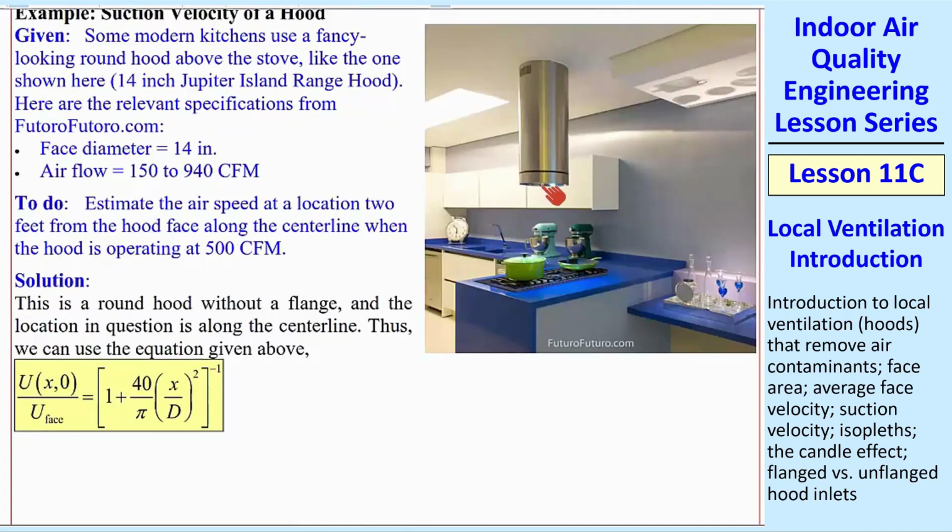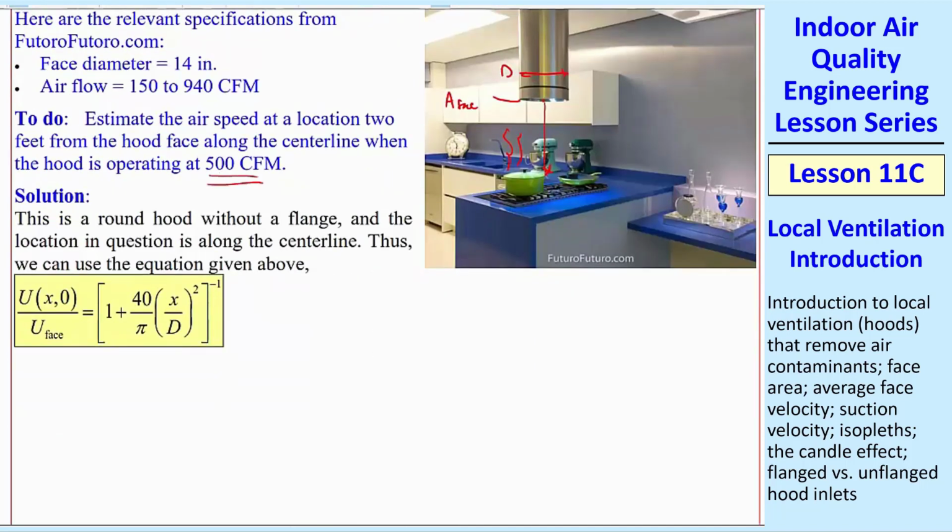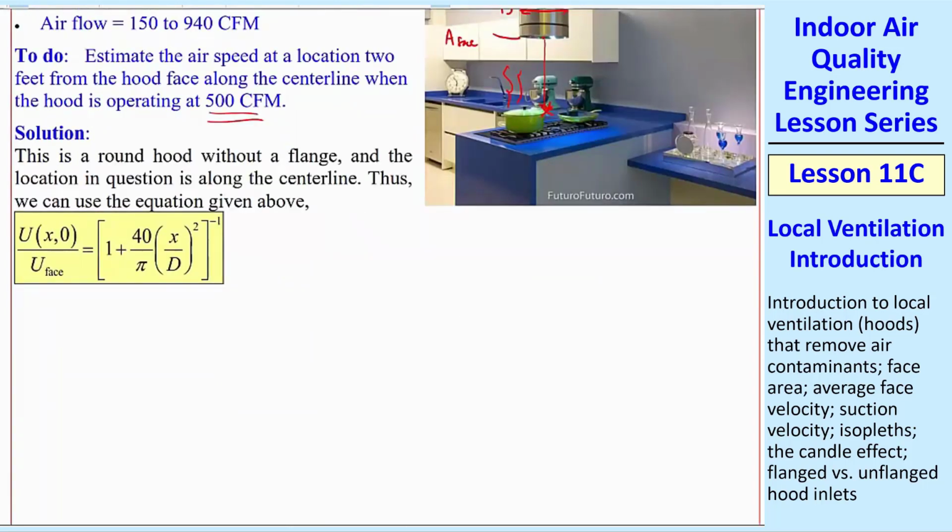If this is the face here, that's the area A face, we're going to go down 2 diameters. So we're going to be down near our pots and pans here, so around this point where you're trying to suck up something from your stove. This guy's giving off some chemicals or some steam, and you want to take that up into your hood. Is it going to work? Let's do the case when the hood's operating at 500 CFM. So let's just use the equation since it's on the center line.